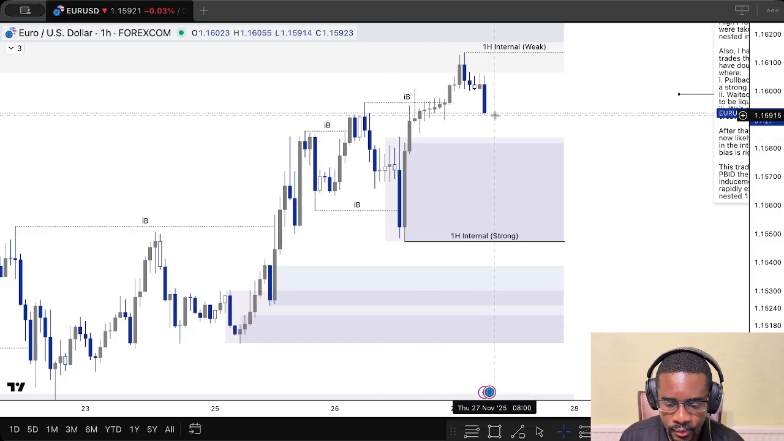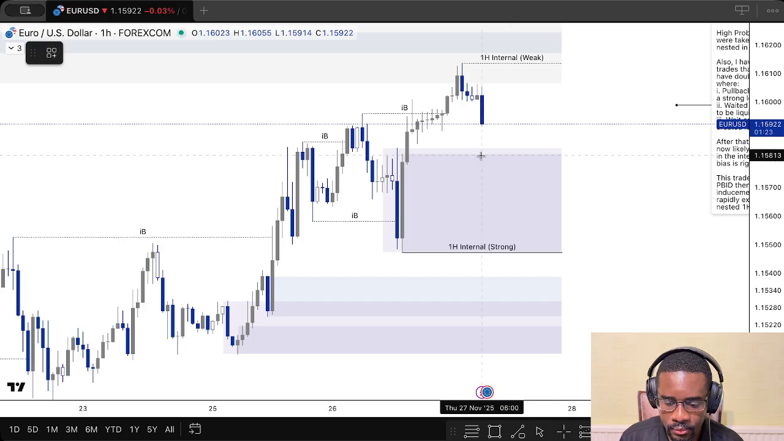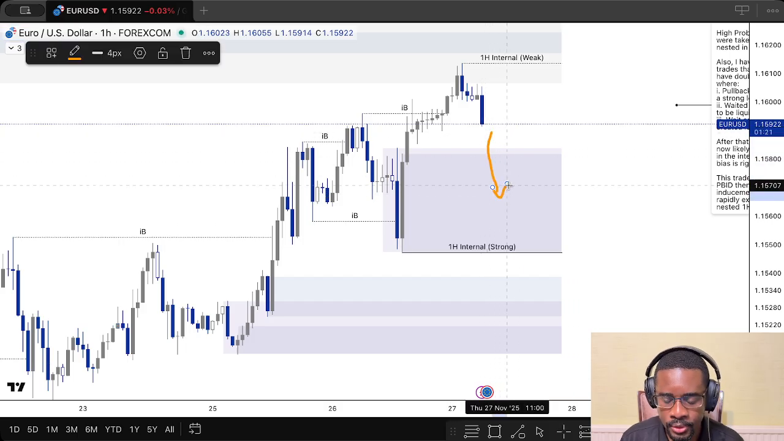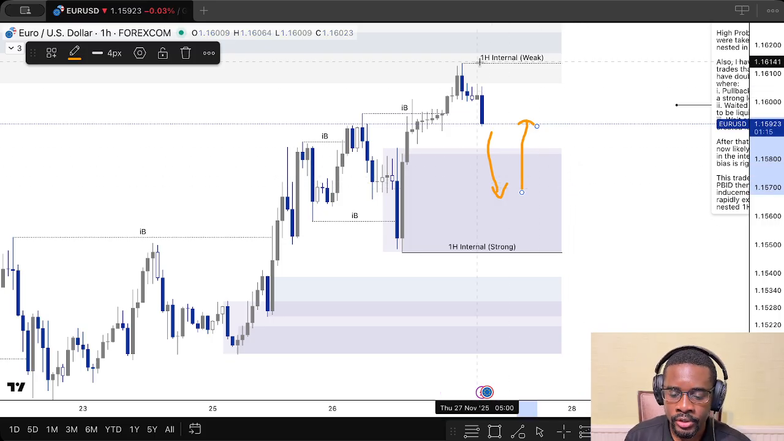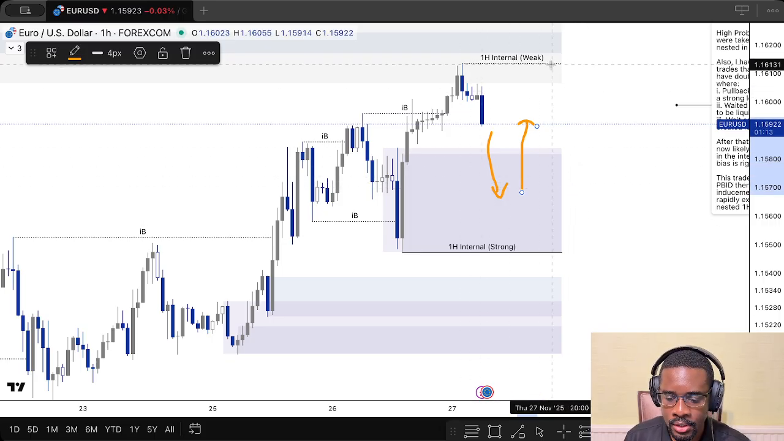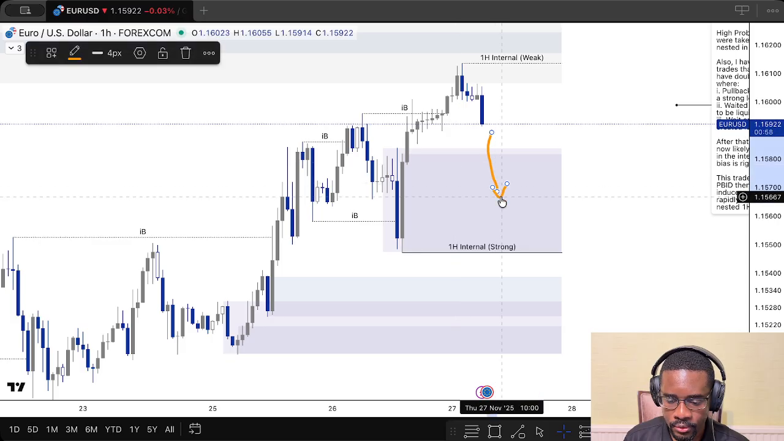So I'm expecting price to mitigate that, and then we have a reaction. Okay, hopefully the reaction is large enough to take out this weak high. All right, so that's the trade idea and analysis really for today.